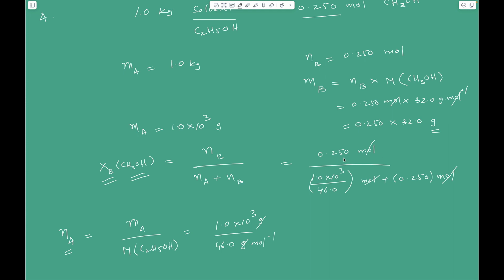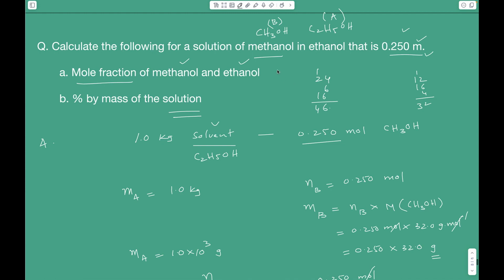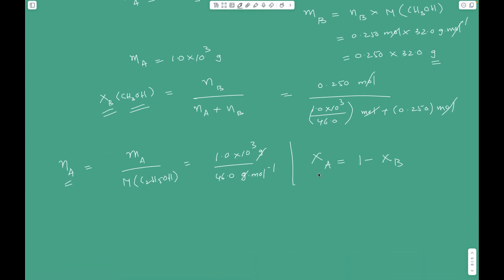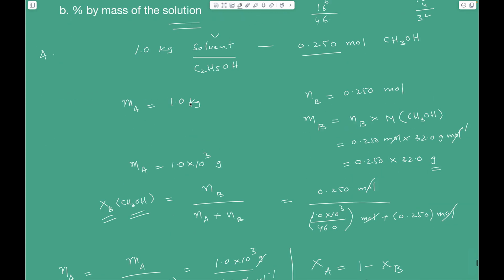Remember, it is a dimensionless number. Then you know how to calculate the mole fraction of ethyl alcohol. XA is 1 minus XB. This solution has only two components, and the sum of the mole fractions of all components must be equal to 1 for any solution. Then what about percentage by mass of the solution?